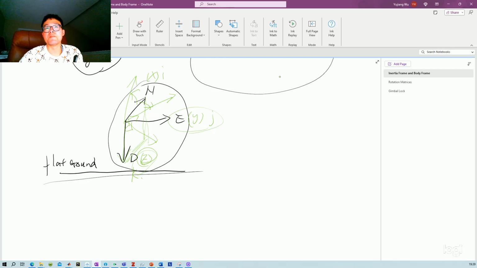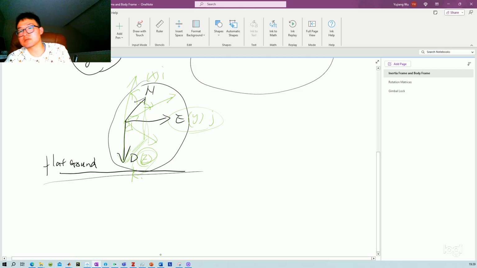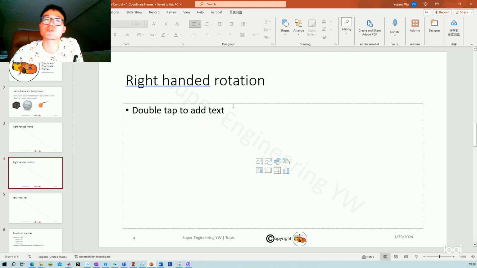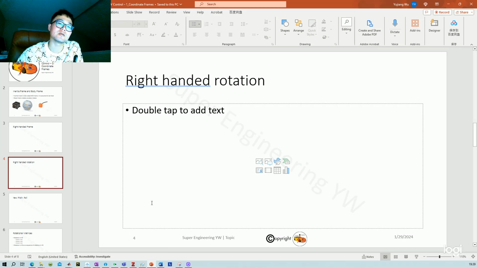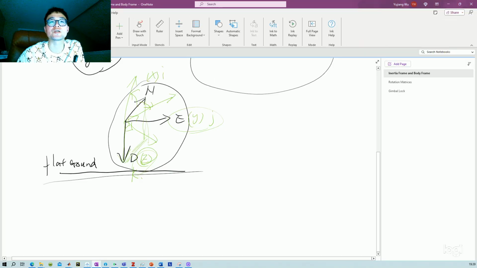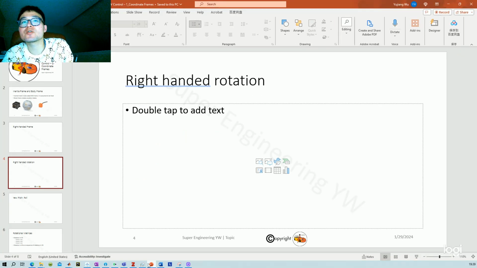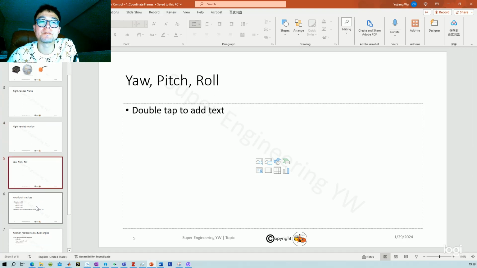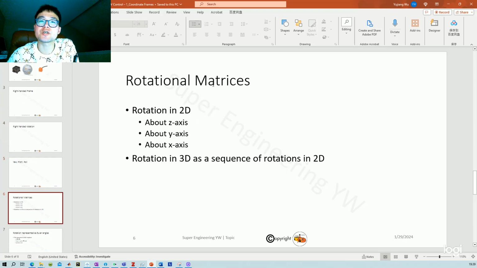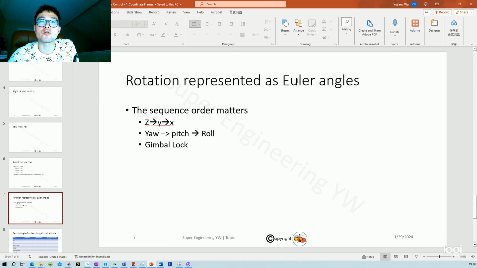That's why right-handed rotation is also important, because it essentially defines the positive direction of the rotation. With that being said, in the next video I will cover the rotation matrix and how to represent a 3D rotation using the Euler angles, which are essentially yaw, pitch, and roll.